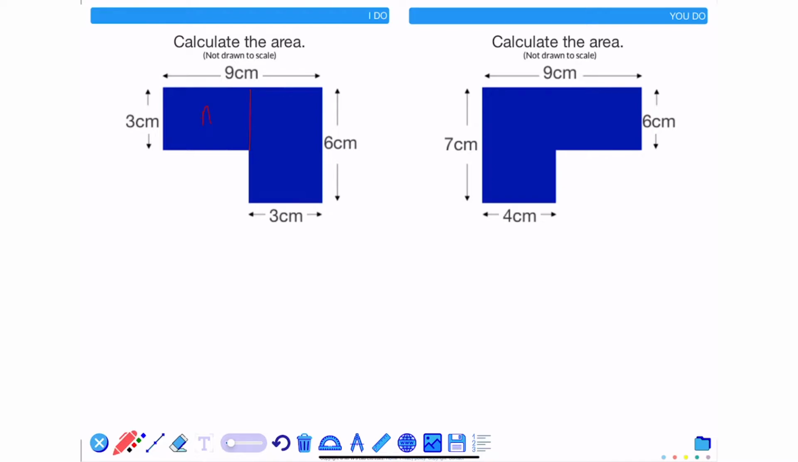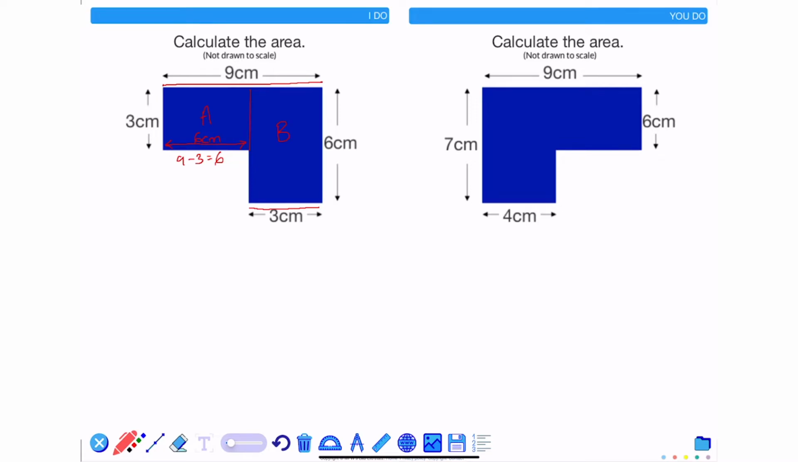The one on the left I'm going to label A, and the one on the right I'm going to label B. The dimensions of the rectangle B are 6 by 3. The one on the left, I'm missing the base dimension, but I can work it out knowing that the whole shape has a length of 9, and this section here has a length of 3. So 9 take away 3 gives me 6. I now know that the base of A is 6 centimeters.